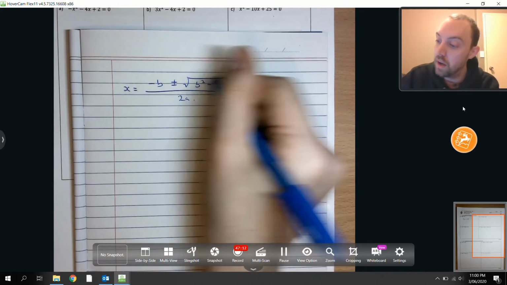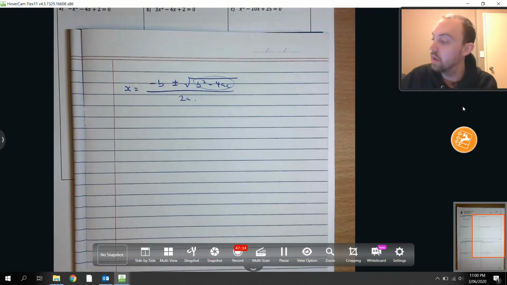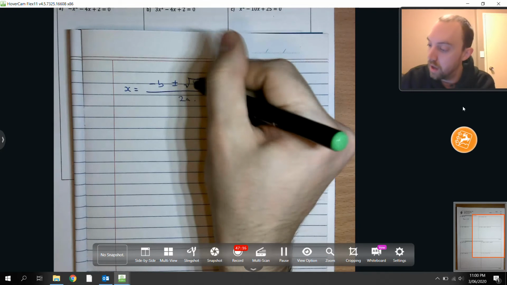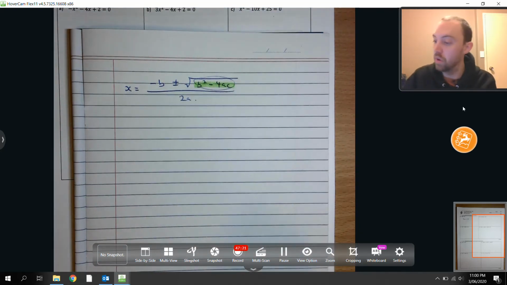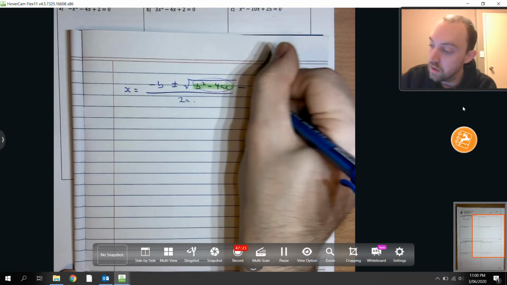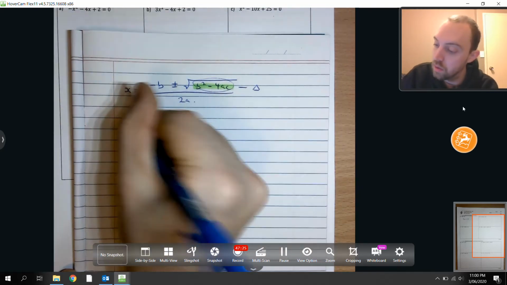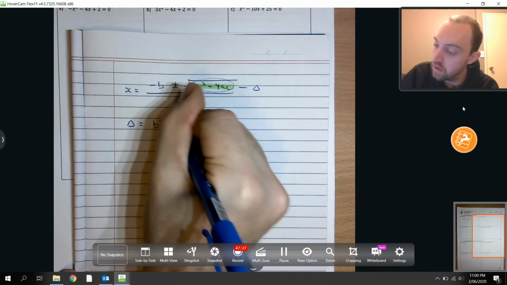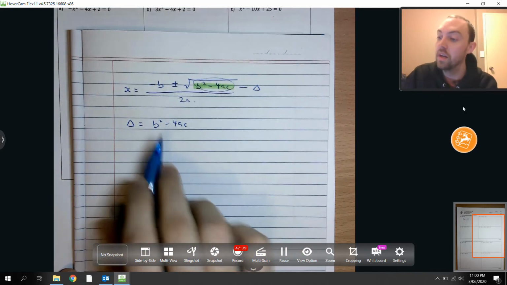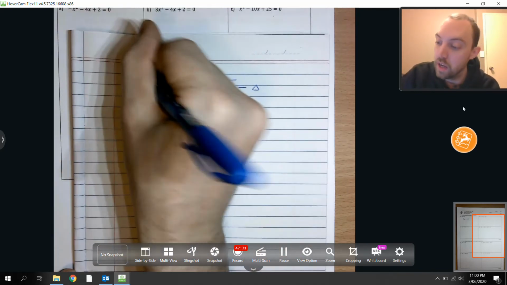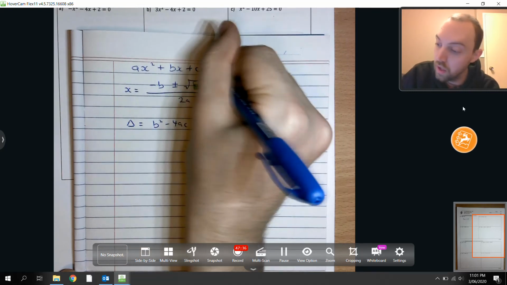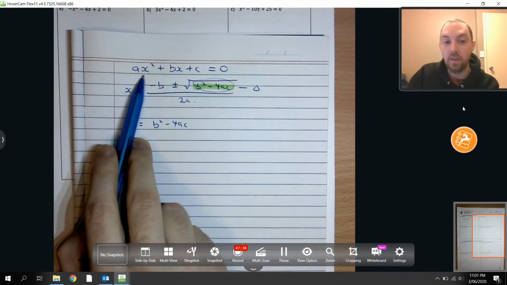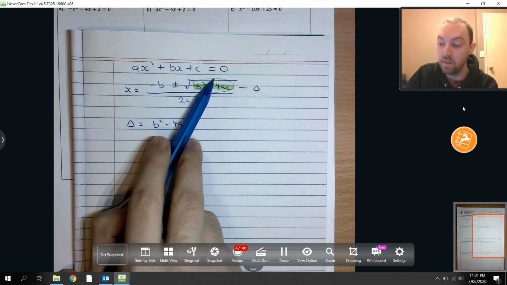This part under my square root, I will highlight that. The part under my square root, and that's important later, is the discriminant. So my discriminant is equal to b squared take 4ac. Now remember, this is for quadratics that are of the form ax squared plus bx plus c is equal to 0.